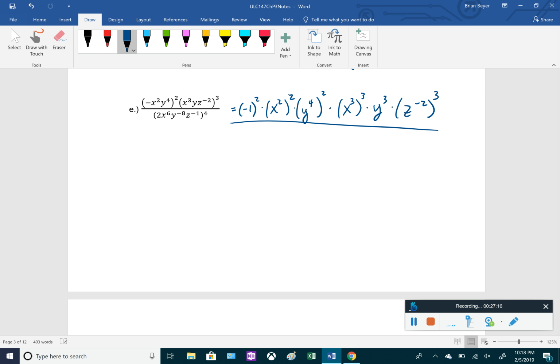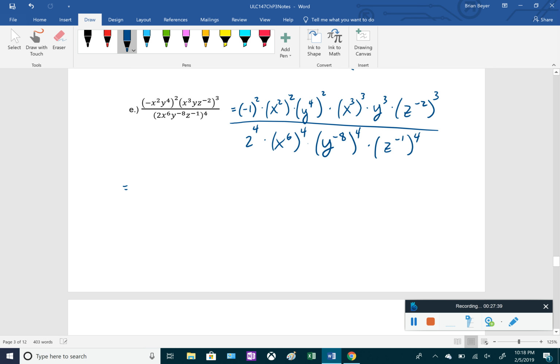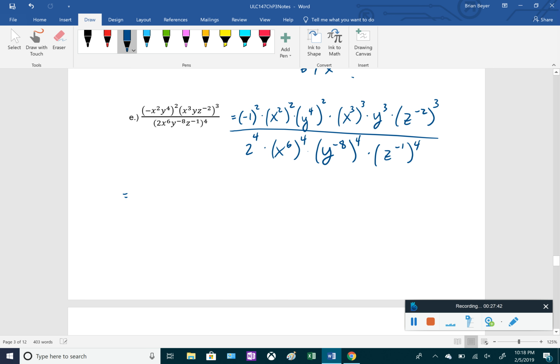That denominator, give every term an exponent of 4, so it's going to be 2 to the 4th times x to the 6th to the 4th times y to the negative 8 to the 4th and z to the negative 1 to the 4th. So pretty messy, but just stick with that numerator. So I'm going to do this in one step for room's sake here on this page.